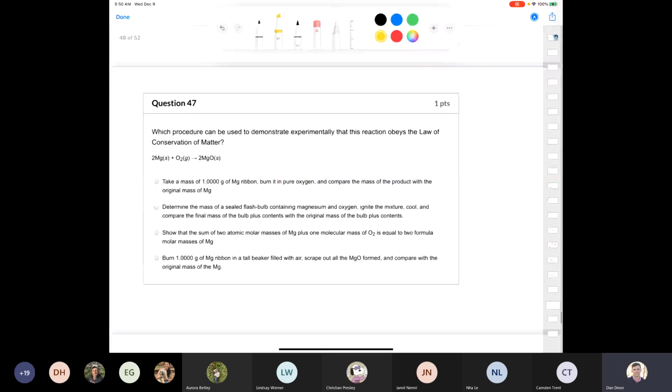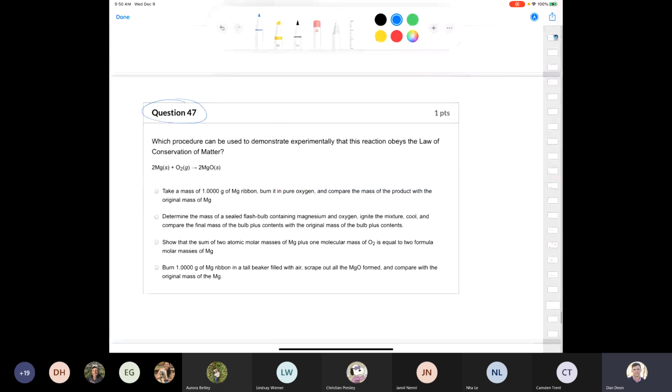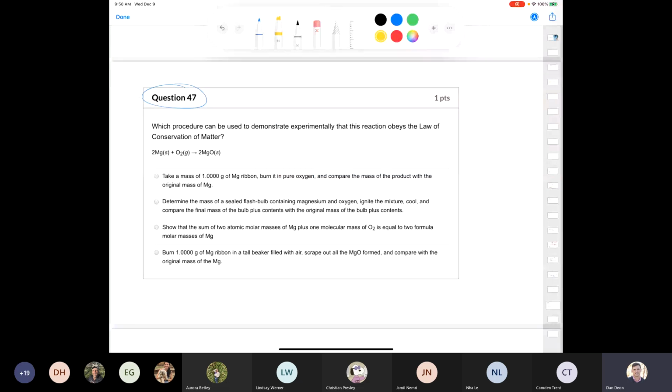Number 47, kind of a fun question. It asks us, which procedure can be used to demonstrate experimentally that this reaction obeys the law of conservation of matter, right? You can't create and you can't destroy matter during a chemical reaction. Okay, now you got to read these carefully. But remember, it's asking you which procedure can be used to demonstrate this.